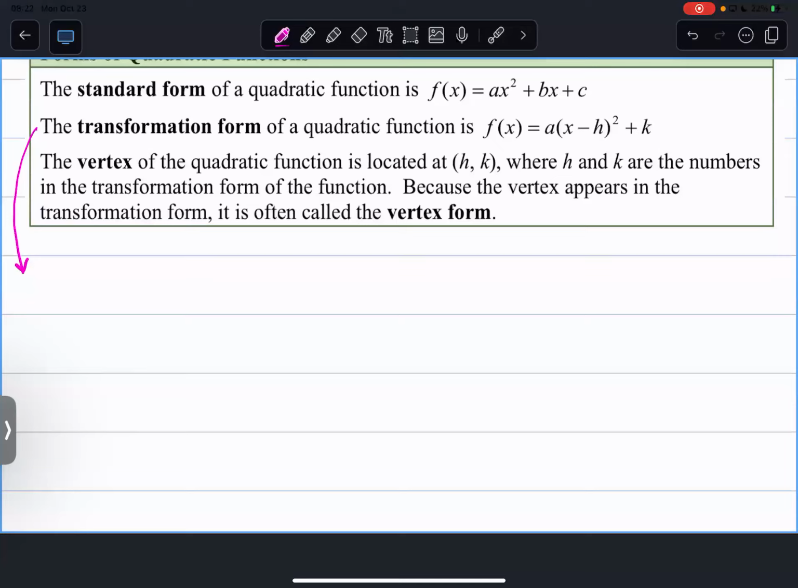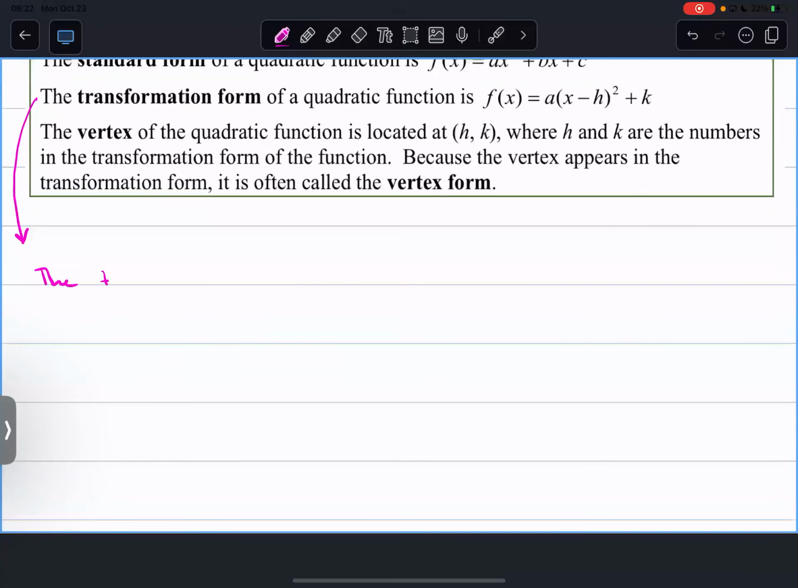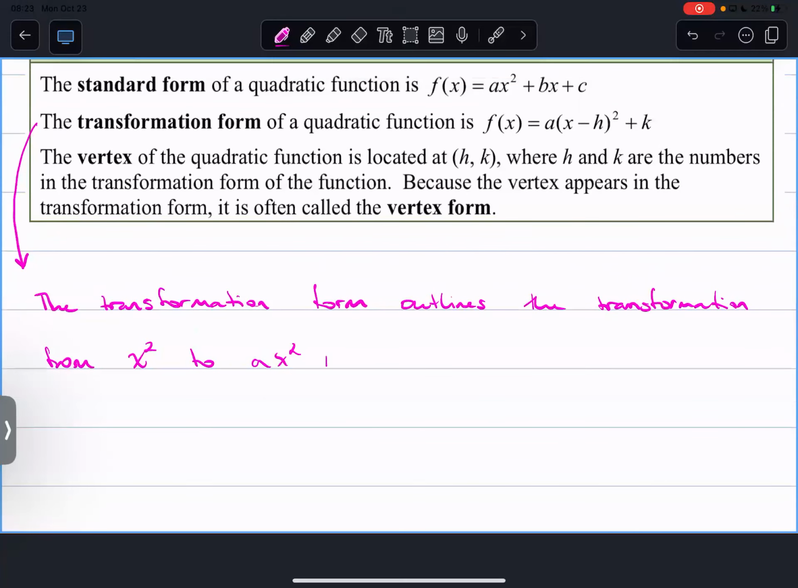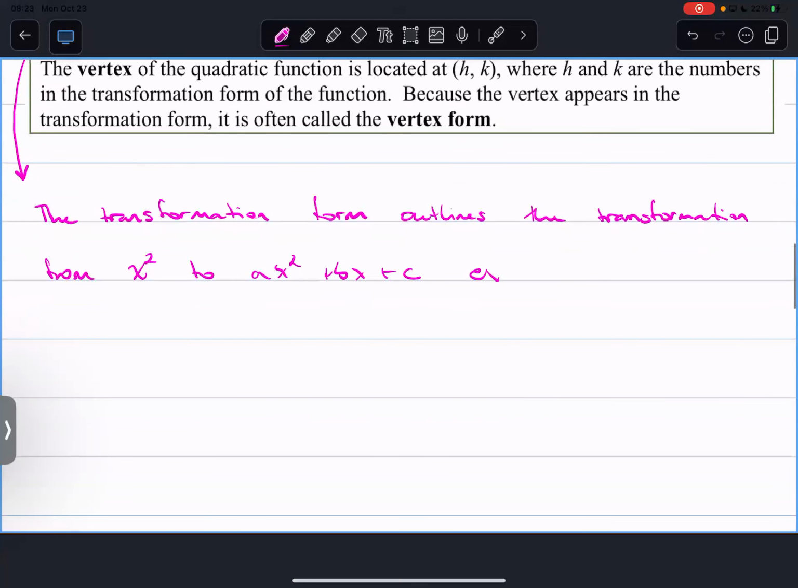Okay? So the transformation form outlines the transformation from x squared to ax squared plus bx plus c explicitly.